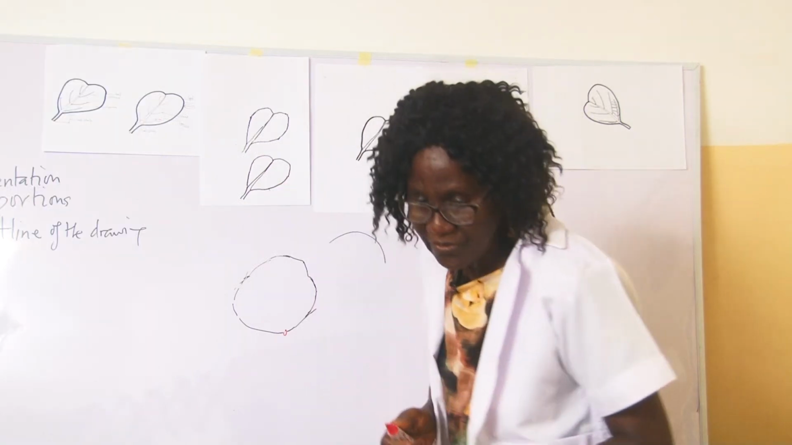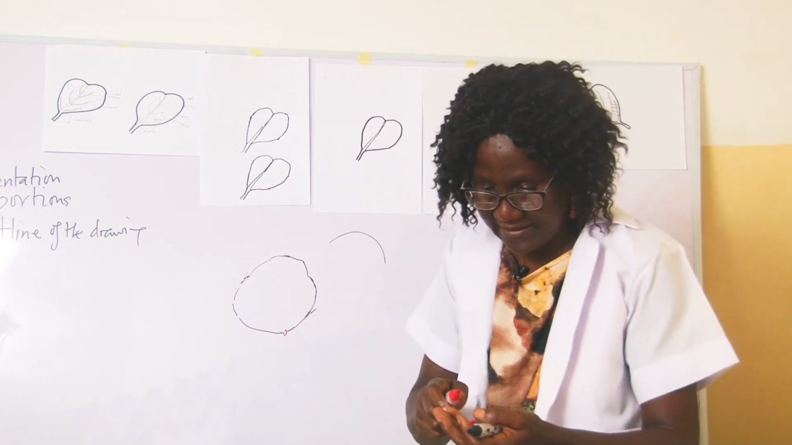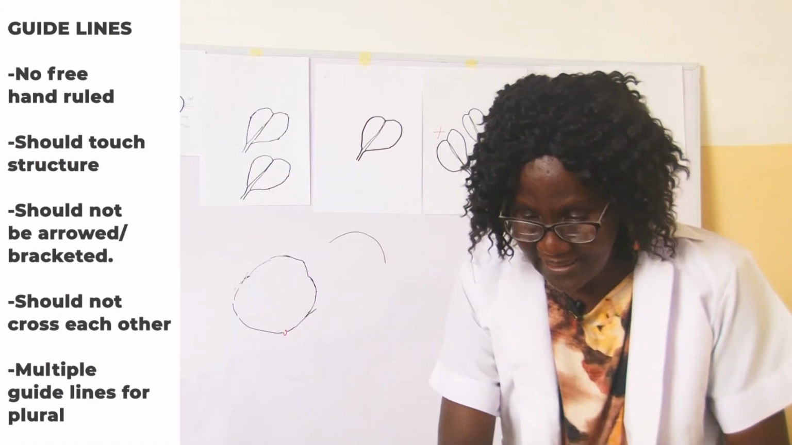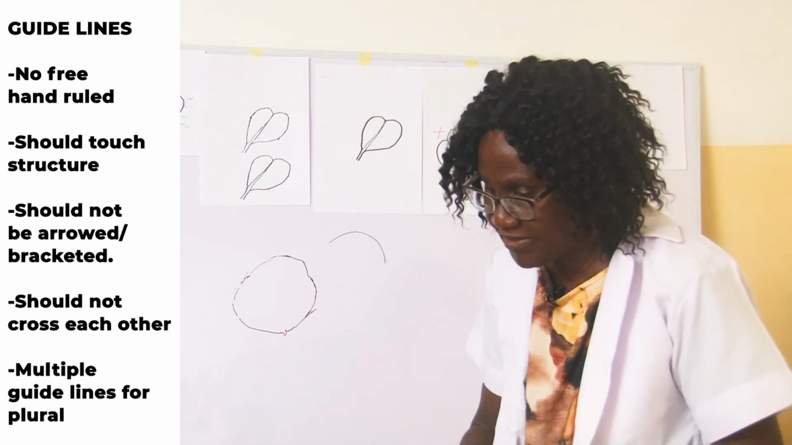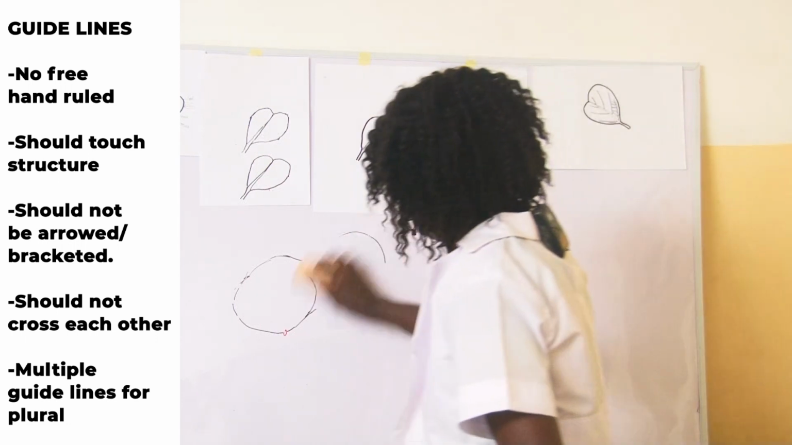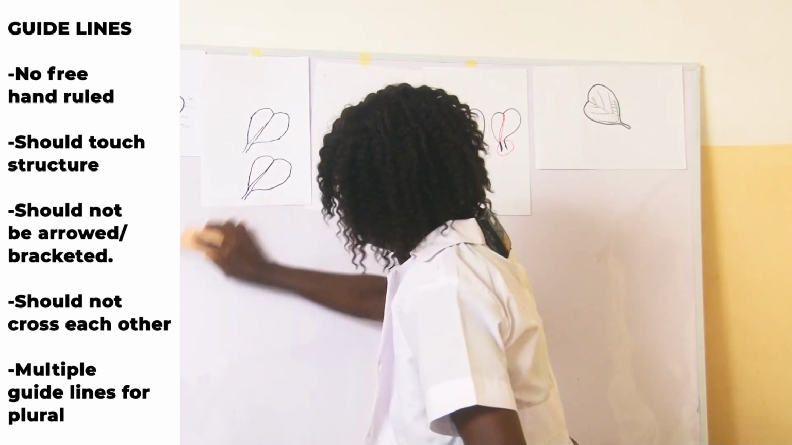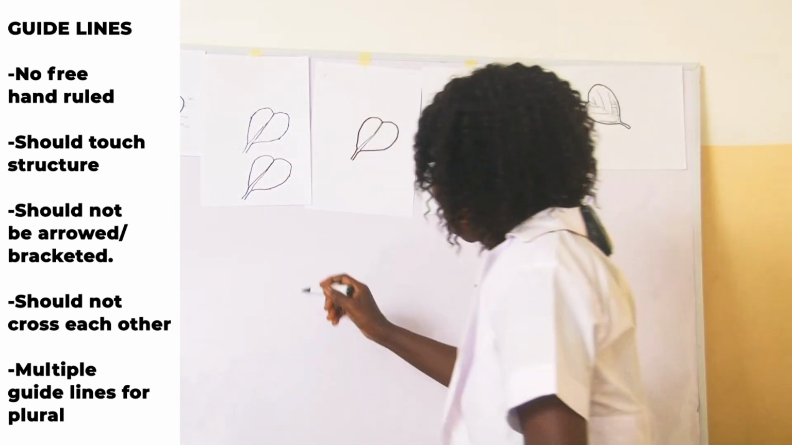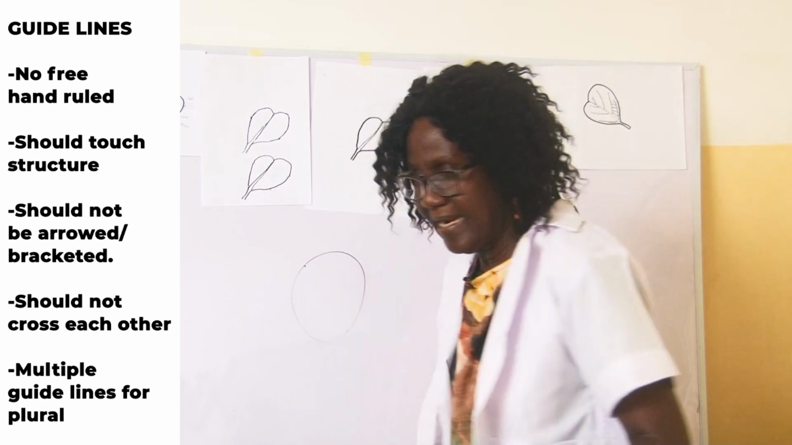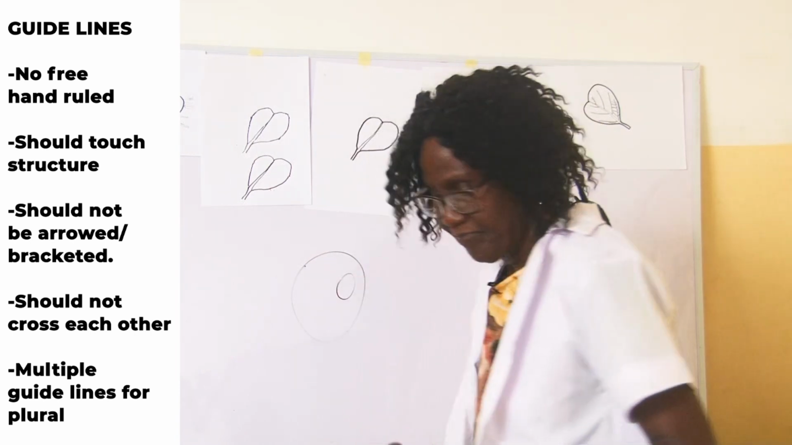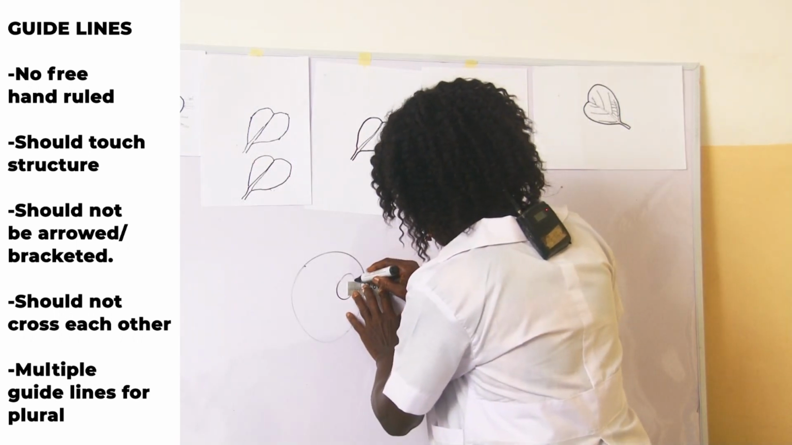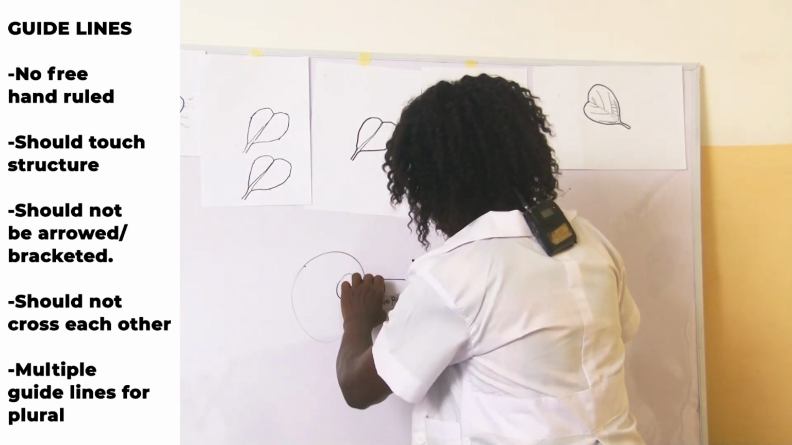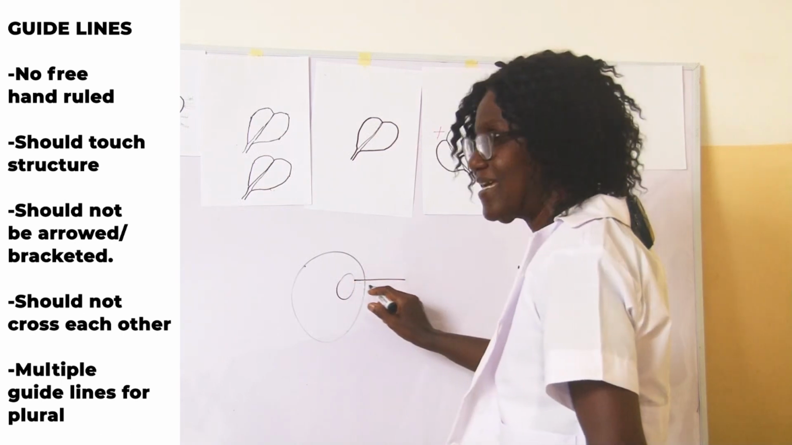We also want to see guidelines. The guidelines are the lines that are leading to structures. If I have a structure like this, and I'm showing a structure in here, I rule a line here. It's showing my structure. This is a guideline.